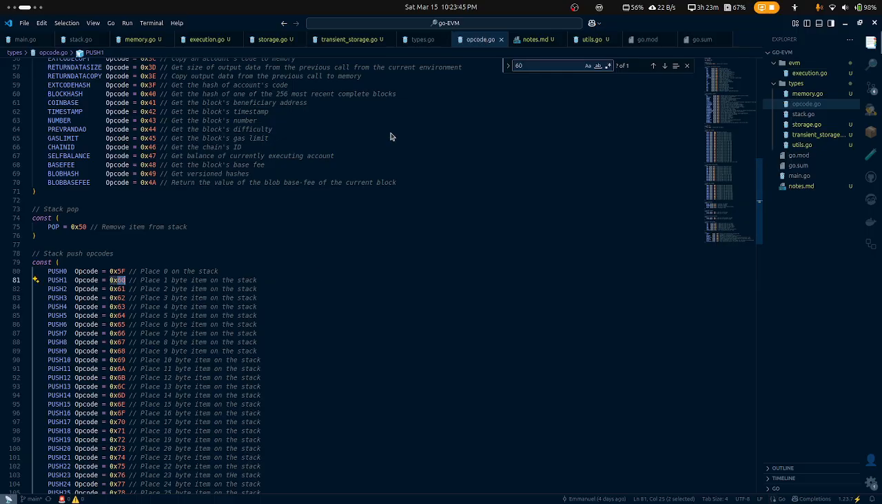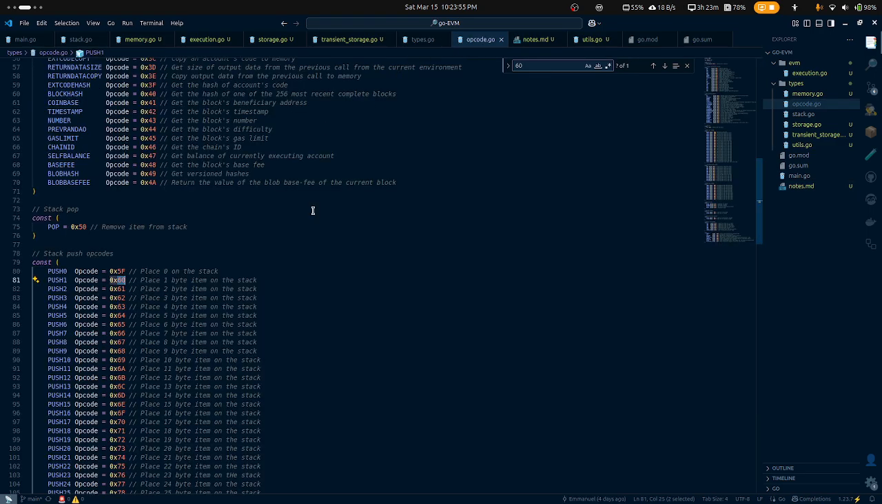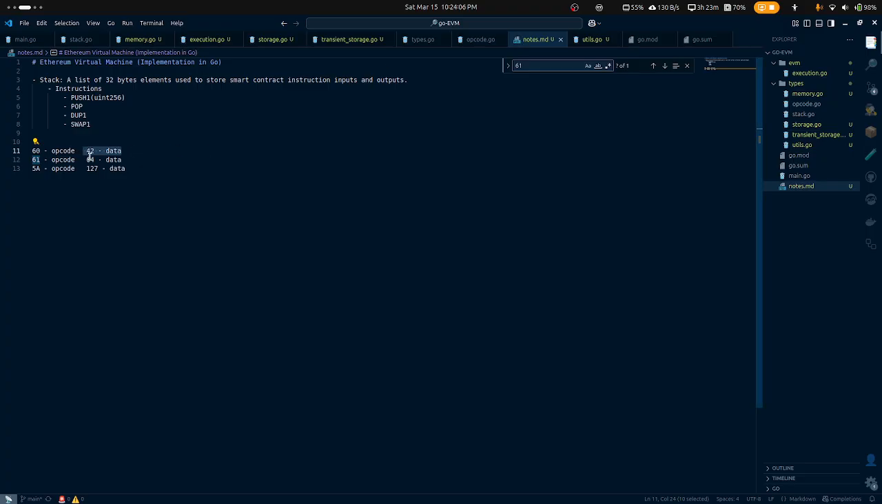Next we have the next instruction, which is 61, and the data is 64. So if you say 61, the opcode is push 2, right? It places a 2 byte item on the stack. Now we have 64. 64 is 1 byte, so basically it's going to pad this with 0 and place it on the stack. So it's going to place this 2 byte item on the stack.